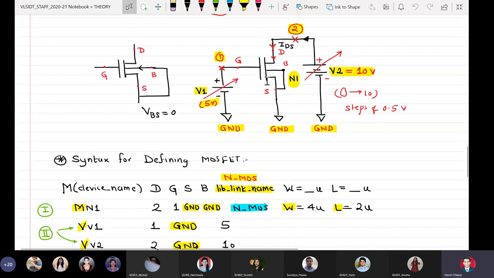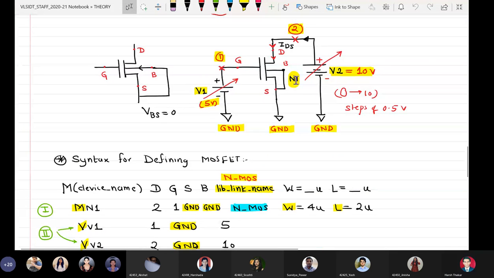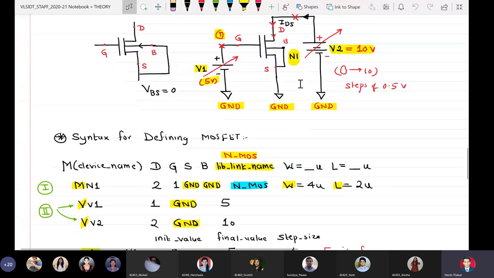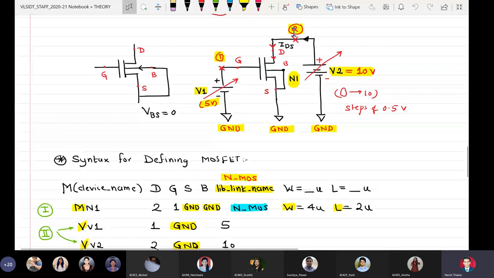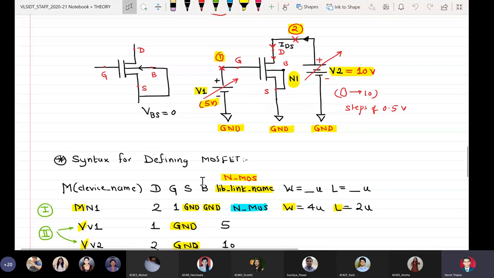So depending upon to which node, which terminal of MOSFET is connected, we have written M. So N1 is the name given to the device, and the library link name is N_MOS. So we have written it as MN1, where M indicates that it is a MOSFET, N1 is a name. So MN1, and we can see here drain connected to node 2, gate connected to node 1, body and source are connected together and they are connected to ground. So we have written MN1 space 2 space 1 space ground, library link name, and we have taken width and length as 4000 nanometers or 2000 nanometers.